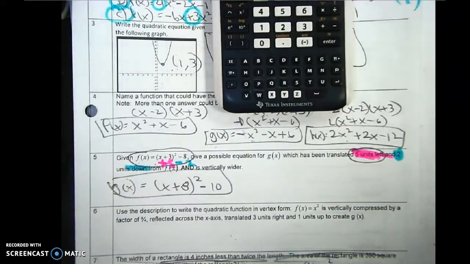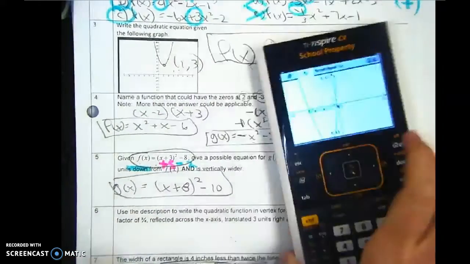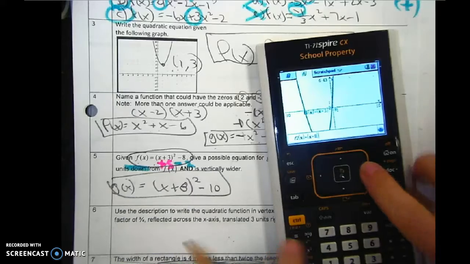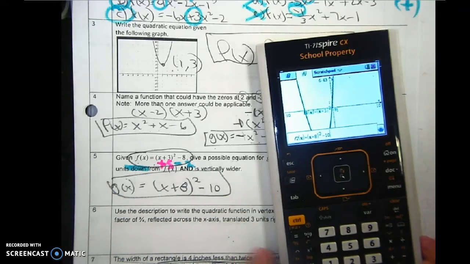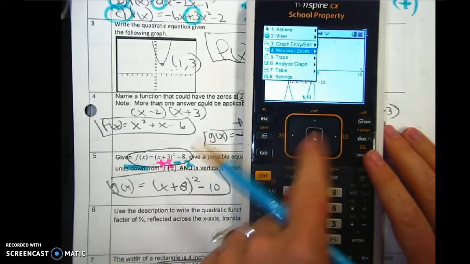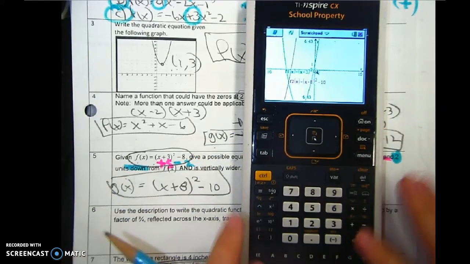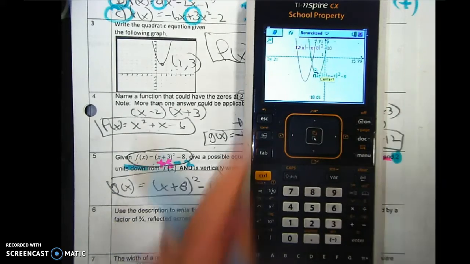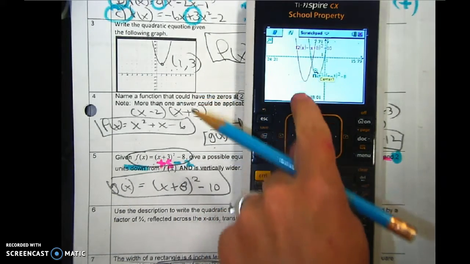Now, if you're not sure and you're feeling a little bit worried about it, graph the new one and see if it does the same thing. So x plus 8 squared minus 10. If you look, I can't see it very well, so I can go menu zoom, and I can zoom out and move it down here. And if you look, it looks like it went to the left and down.